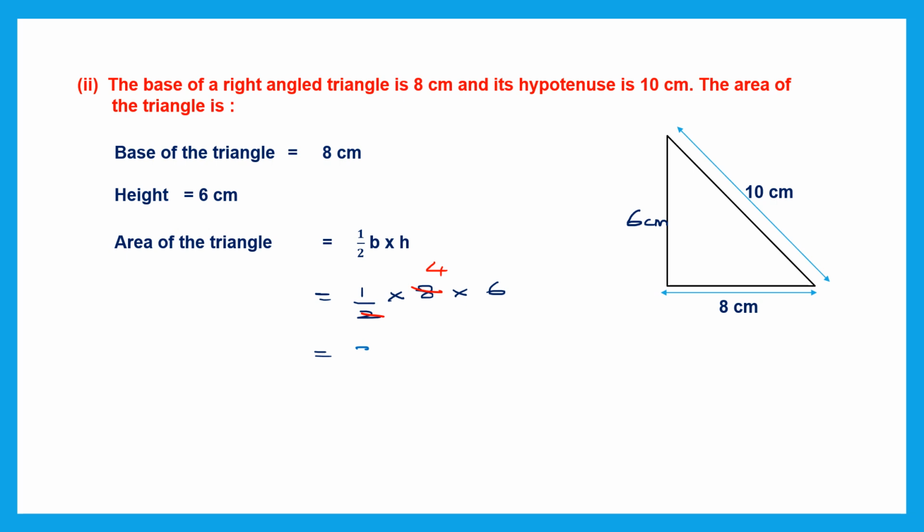So we have found the area. The area of the triangle is 24 centimeter square. So this is our answer, 24 centimeter square. And that is option D. Option D, 24 centimeters square is the final answer.